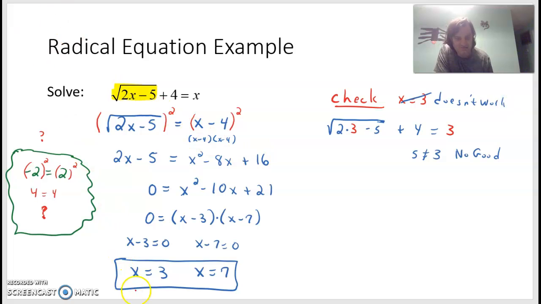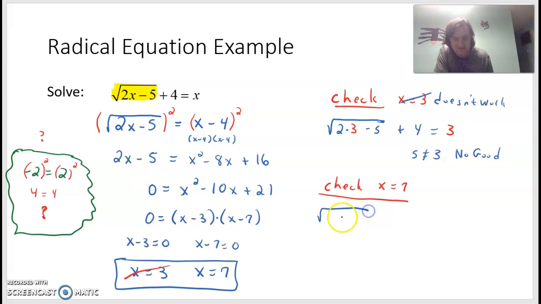So let's go down here and mark this 3 out. All right, so now let's check 7, see if it gets any better. And it's possible, if we get 2 answers, for one of them to work, both of them to work, or neither to work. All right, let's go back.